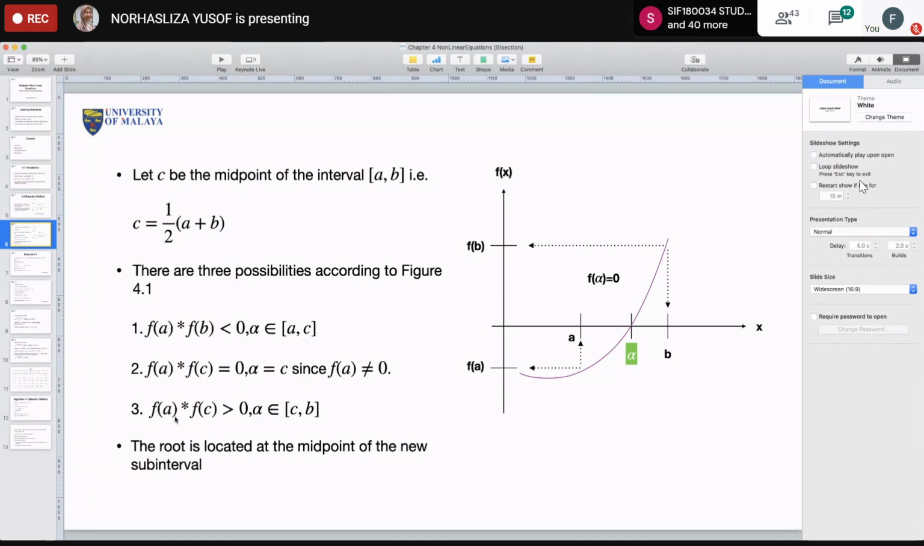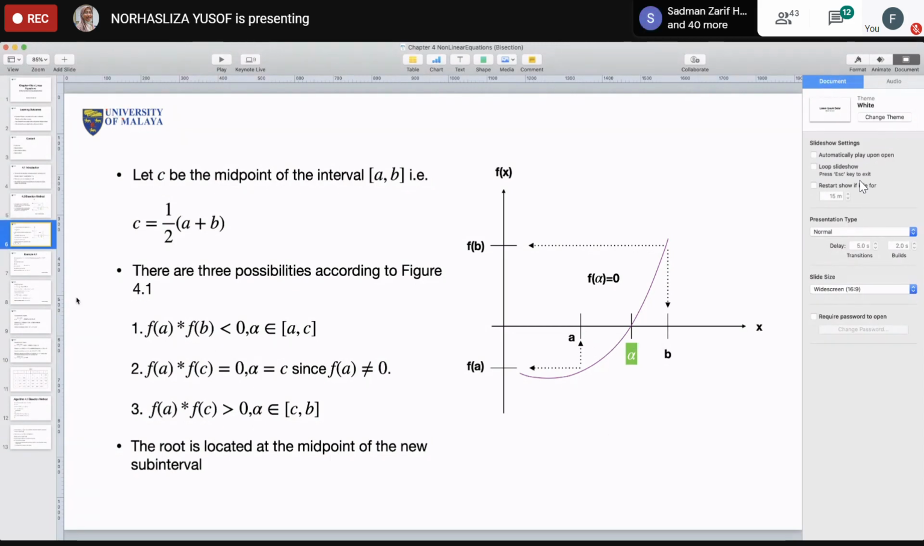Okay, and last but not least, if you multiply FA and FC and you get a positive, what happens is your interval is now changed. Instead of AC, it changes into C and B. So now it will move accordingly to whatever midpoint that we have, right? And then the root must be located within the interval given.